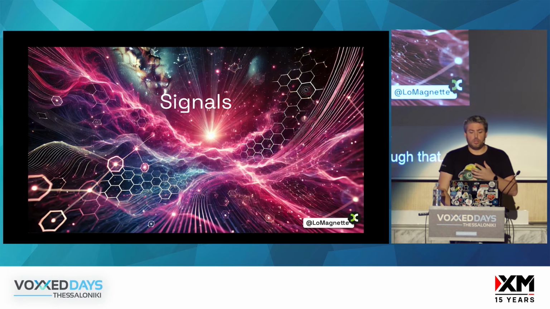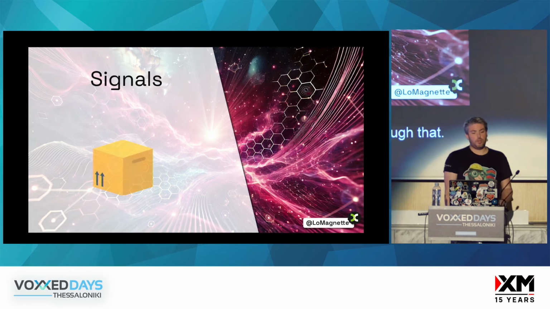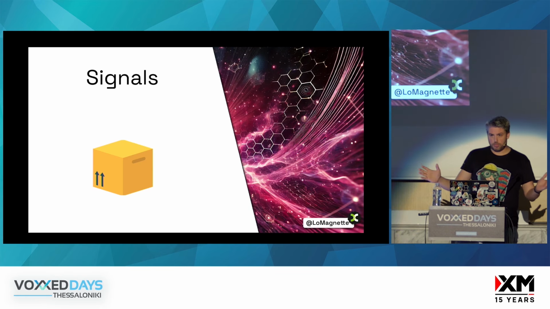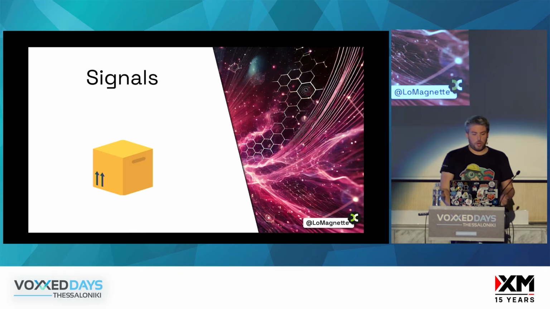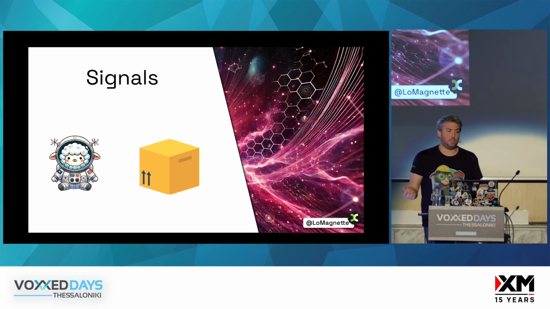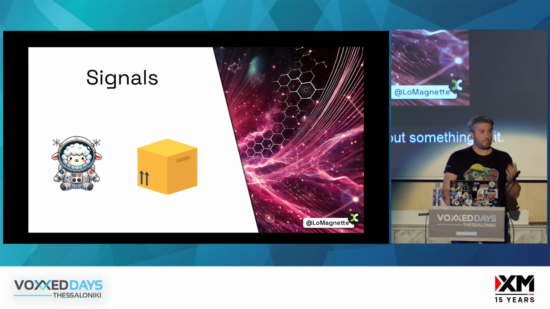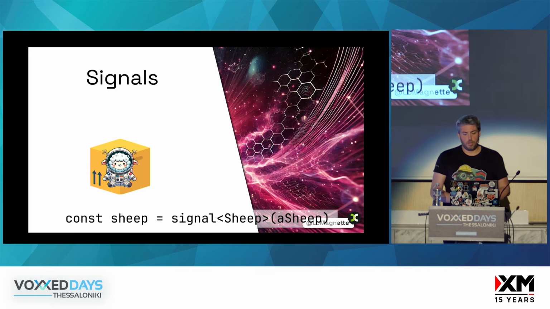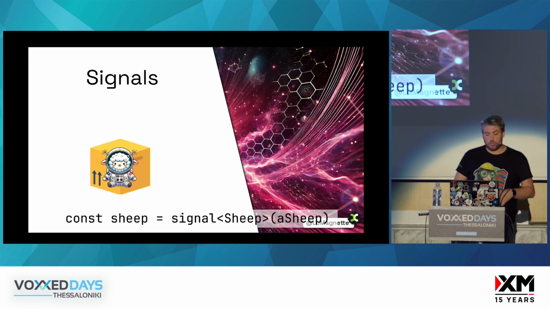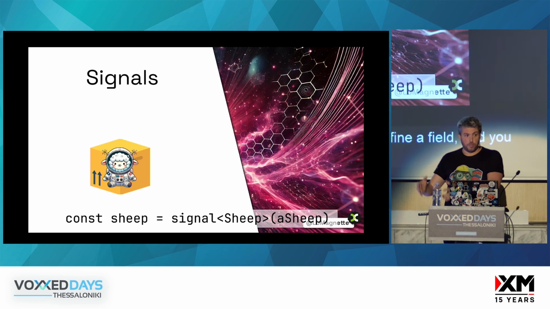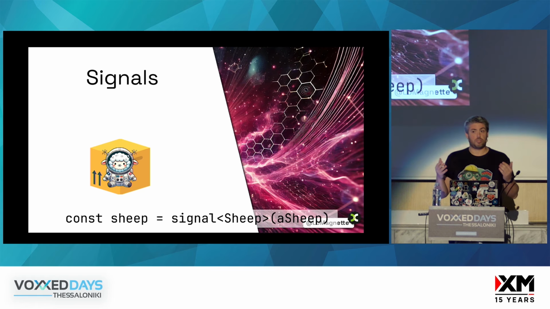The simplest way I could explain a signal is to take a box. I think everybody can imagine a box. And with this box, you want to put something in it. In my case, I want to put a sheep. So I will take this sheep and put it in my box. If you look at the syntax for Angular, it's really simple. You define a field, and you say signal of type sheep, and you provide your value there. Until here, it's quite easy.